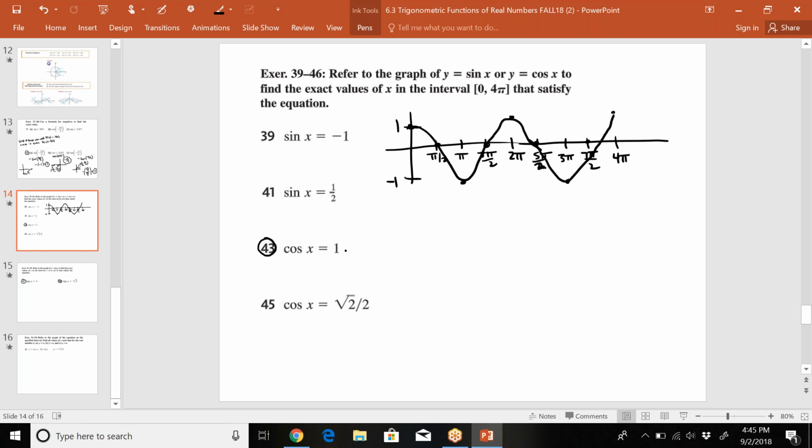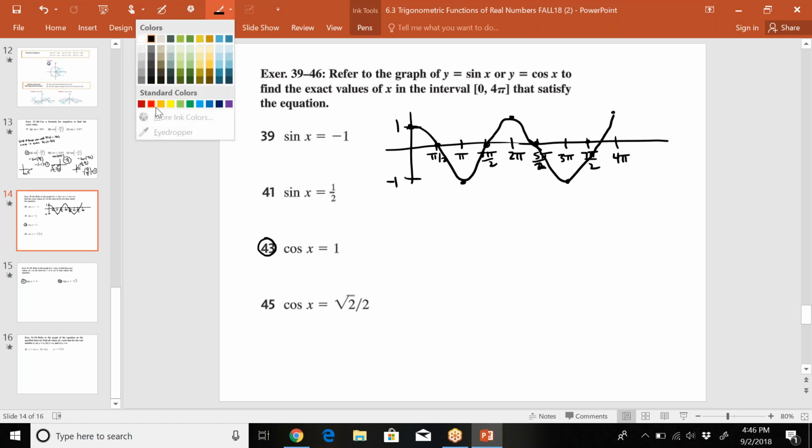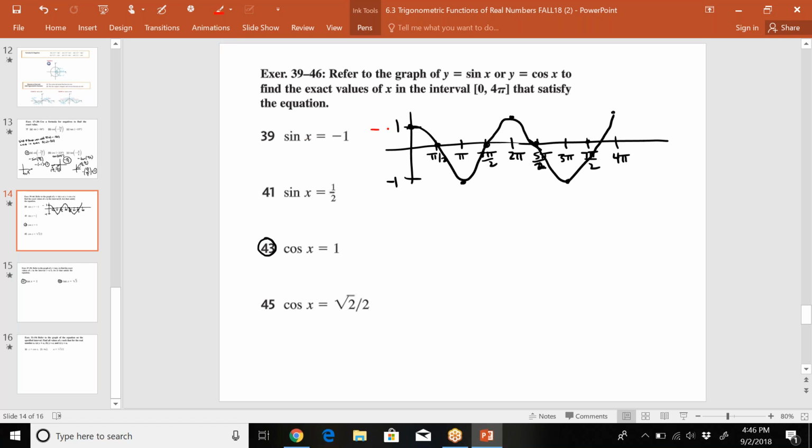So the question says, when does cosine have an output value of 1, which is its y output value? So if you imagine, I'm just going to take a different color, we'll do red, and draw a dashed line through the y value of 1. We can see that on 0 to 4 pi, that intersects that wave 3 different places.